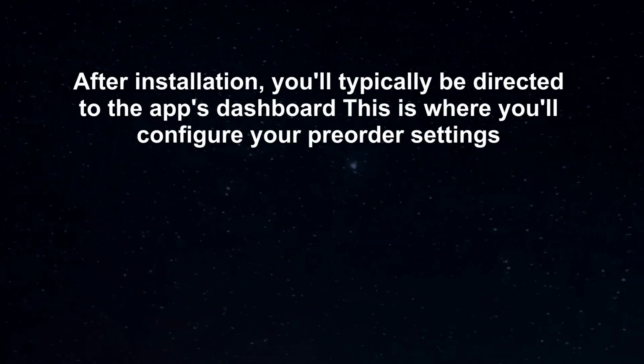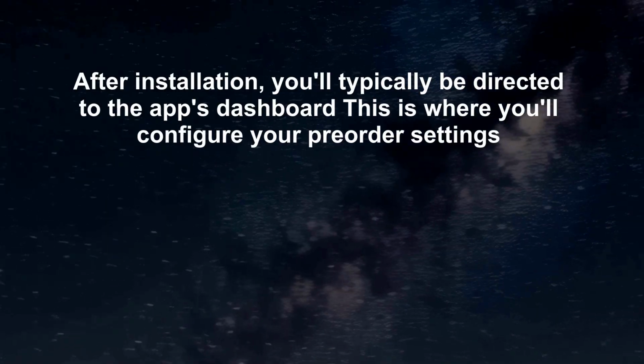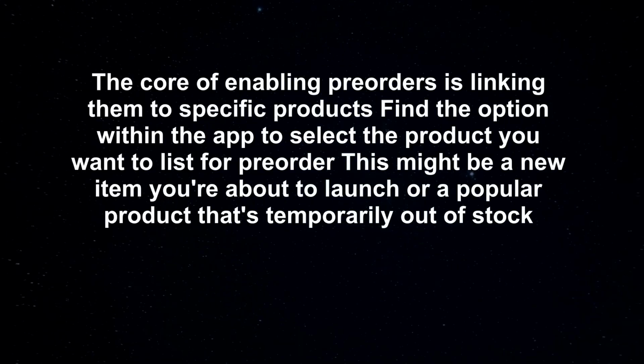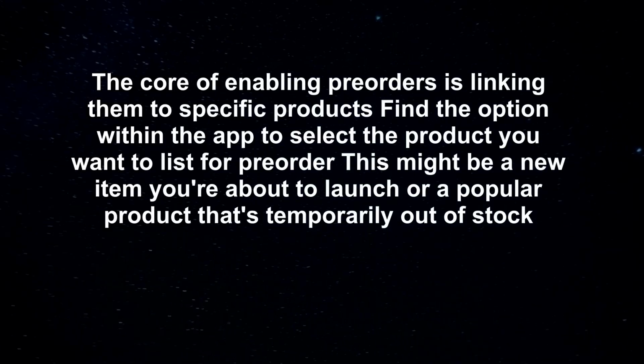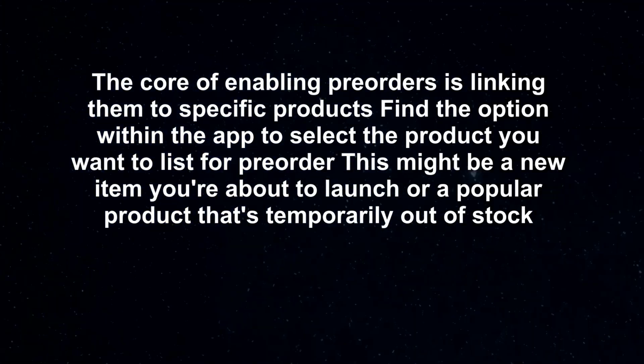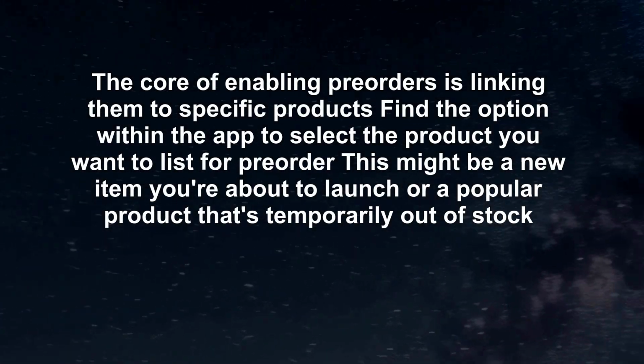After installation, you'll typically be directed to the app's dashboard. This is where you'll configure your pre-order settings. The core of enabling pre-orders is linking them to specific products. Find the option within the app to select the product you want to list for pre-order. This might be a new item you're about to launch or a popular product that's temporarily out of stock.